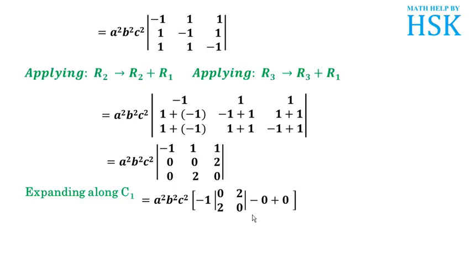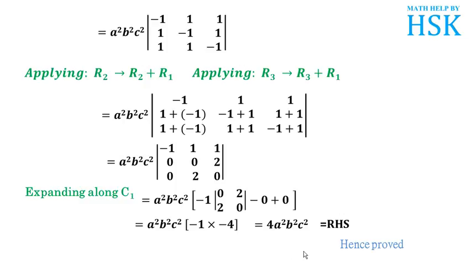So the value of this expression would be equal to a square b square c square into minus 1 times minus 1 into minus 4, that will be equal to 4 times a square b square c square, which is equal to the RHS, and hence the given question is proved.